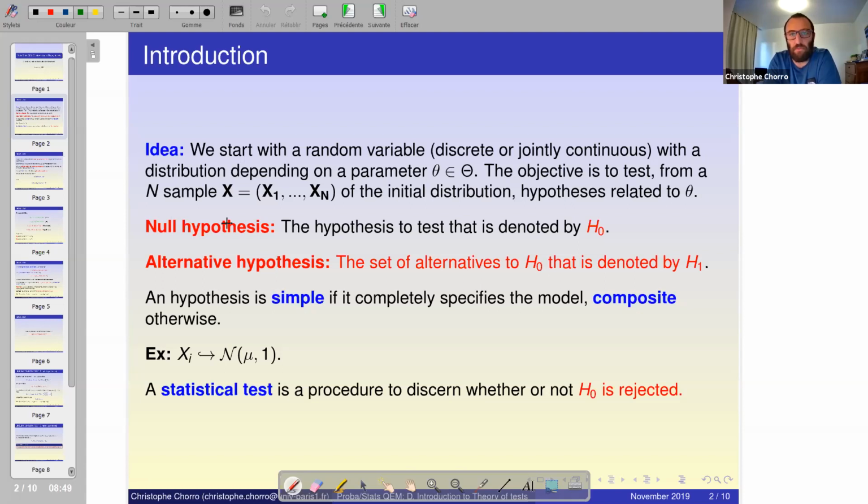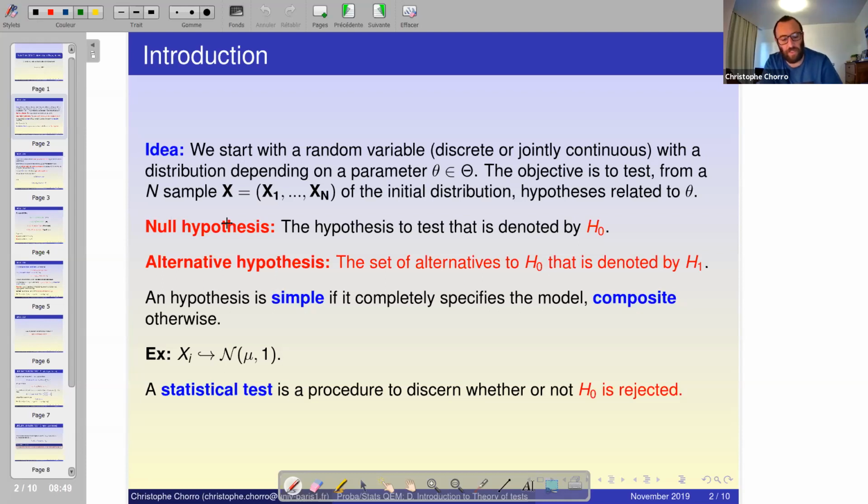But theta may be a general parameter of a distribution. So in the estimation part, we want to find an approximation of theta. In the part concerning test, we are going to propose a rational process in order to check if the parameter theta fulfills some property or not.